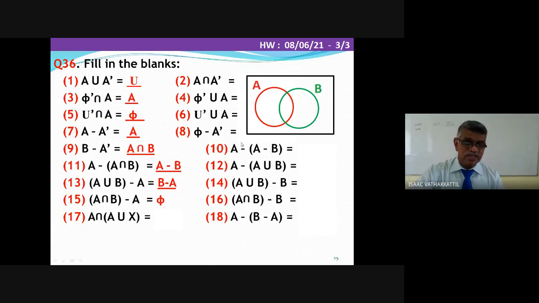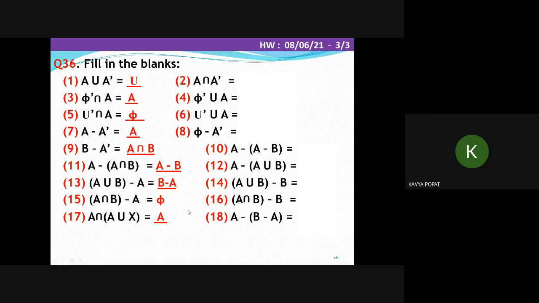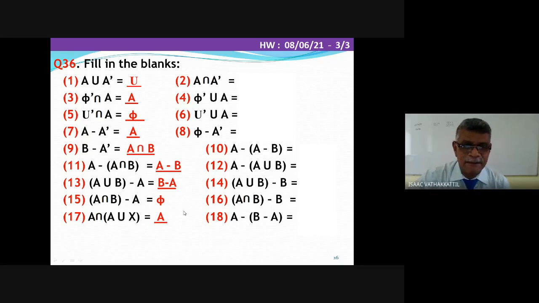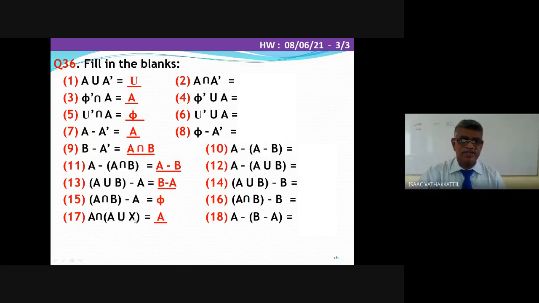Now, A intersection A union X. Remember, A is a subset of A union X. So take the intersection with A. That is A itself. Don't worry about it. I don't get 17. We know A is a subset of A union X.